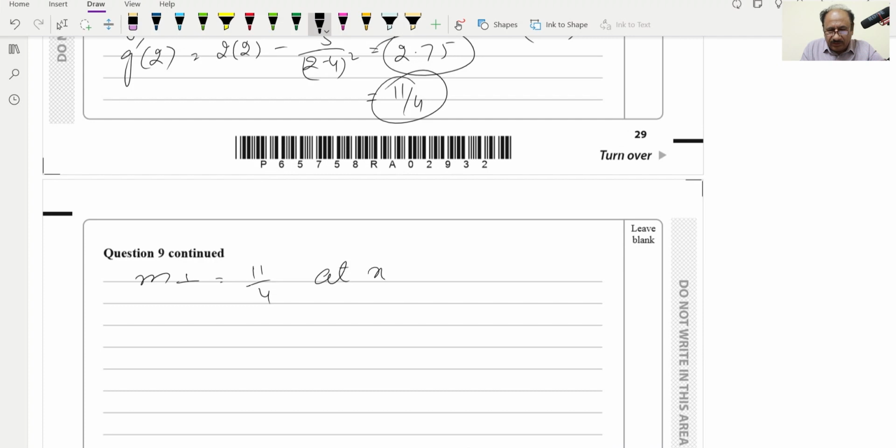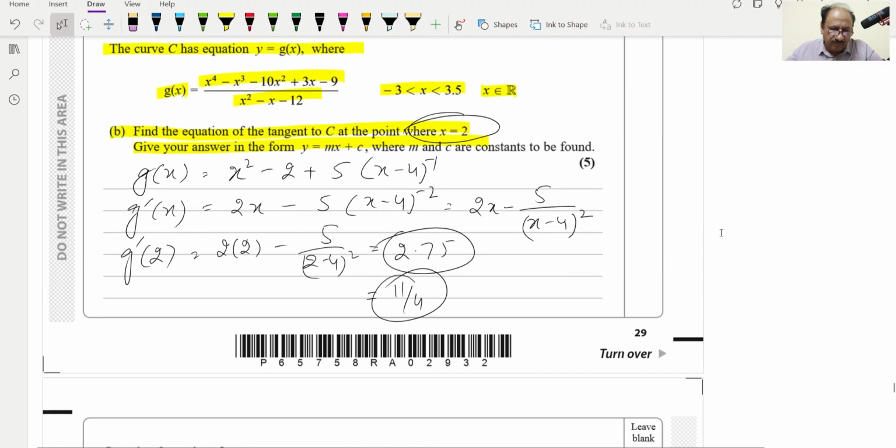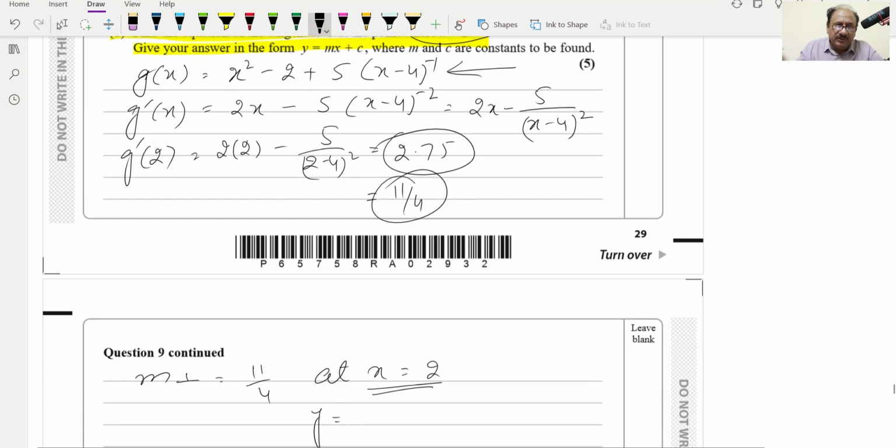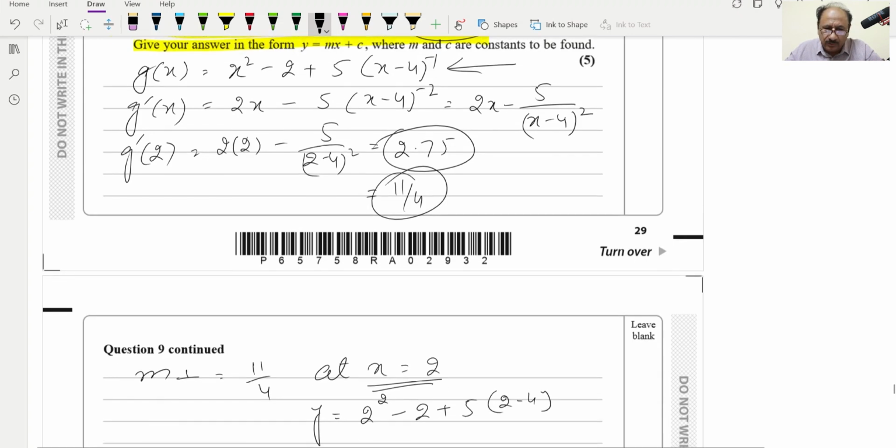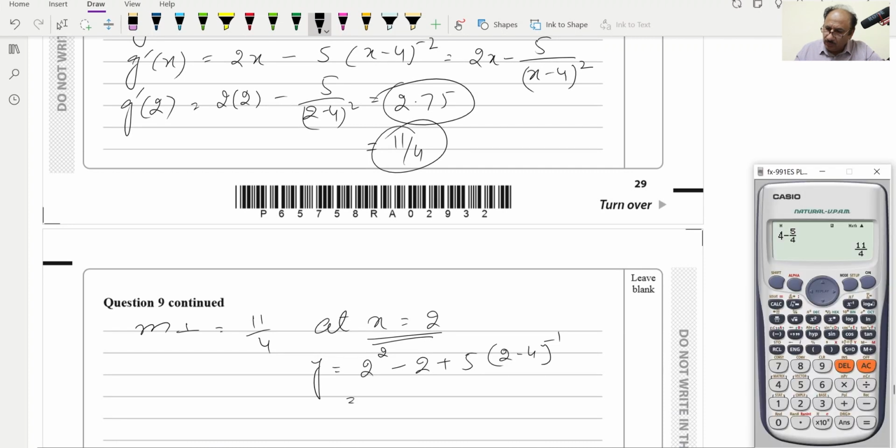At x is equal to 2, we can find the y value. Basically the y value will be g of 2. g of x is this one, so in this we will be replacing x with 2. So 2 squared minus 2 plus 5 into 2 minus 4, whole raised to the power minus 1. 2 squared will be 4, 4 minus 2 plus 5 into 2 minus 4 will be minus 2, and whole raised to the power minus 1, and the bracket will be closed.